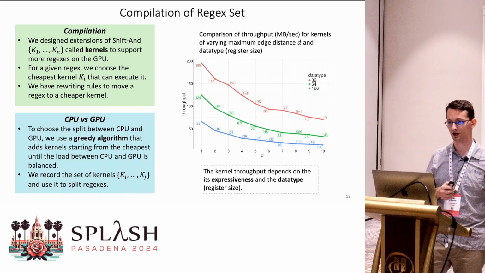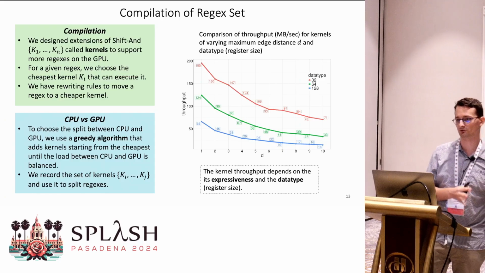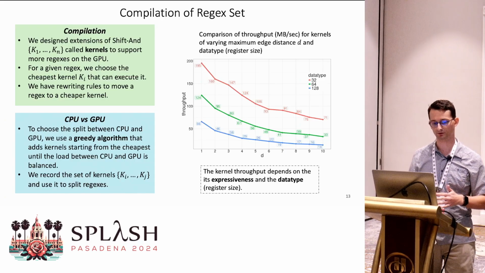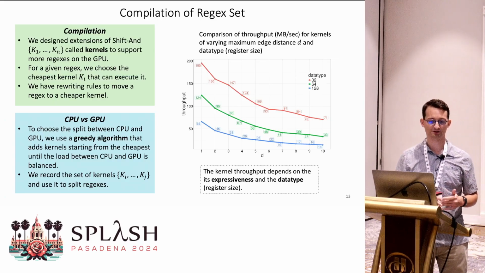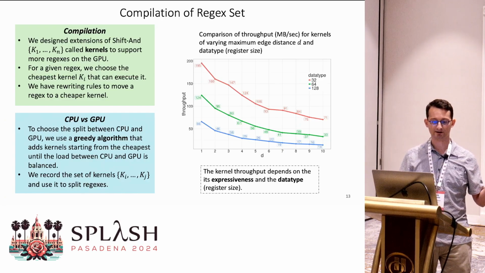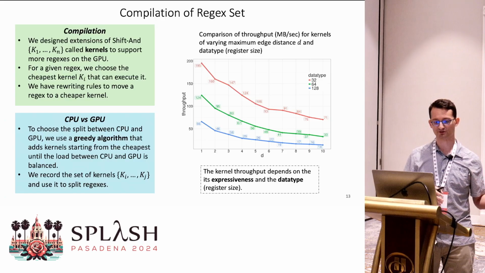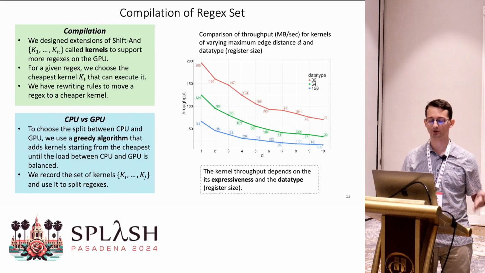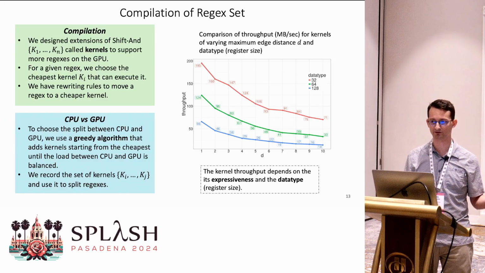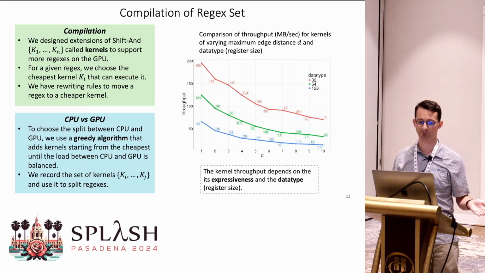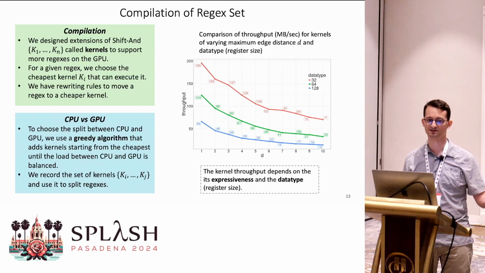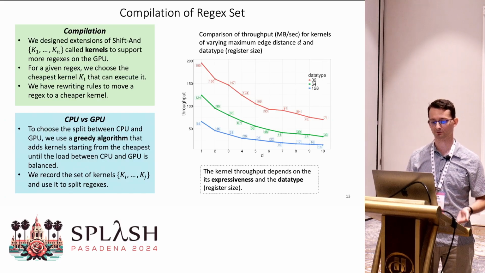Another question is, how do we choose if a regex should be executed on the GPU or on the CPU? To perform this operation, we have a greedy algorithm that is going to start with the cheapest kernel only. Every time, we check the performance of the global algorithm, and we keep adding more and more kernels until the load between the CPU and the GPU is balanced, because they're run in parallel. Once we found that point, we record the set of kernels and use it to split the regexes. By that, I mean all the regexes that are supported by this set of kernels go to the GPU, and the rest goes to the CPU.